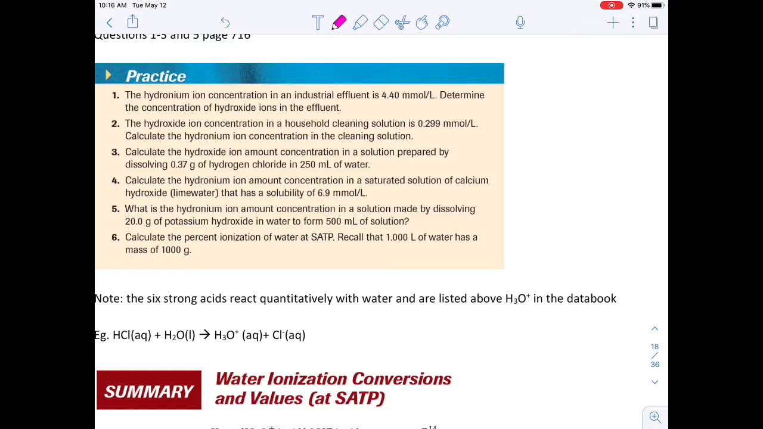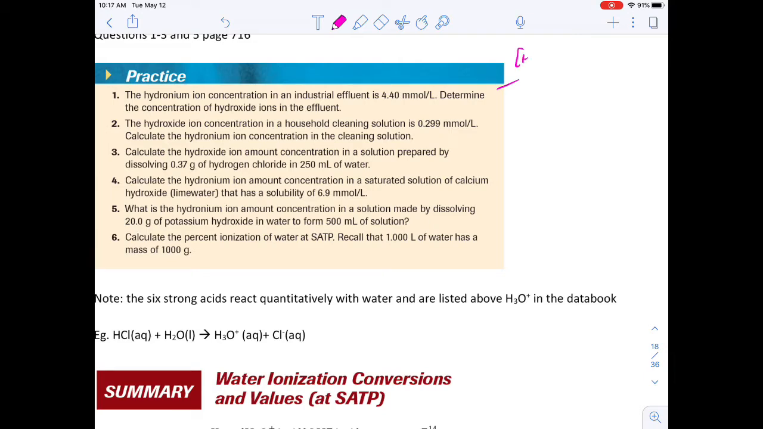So here we've got the hydronium concentration in industrial effluent is 4.4 millimole per liter. Determine the concentration of hydroxide ions in the effluent. I would encourage you to pause this for a second and then go through the answer to check what you're doing.